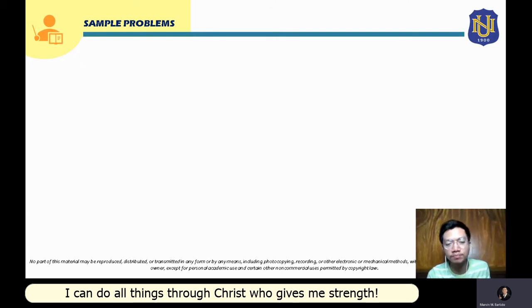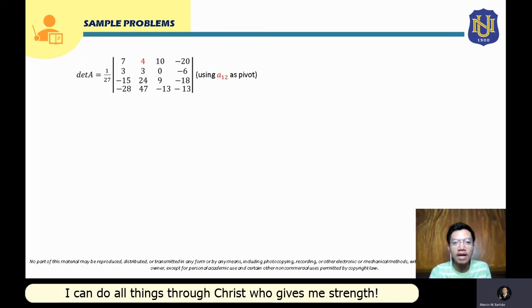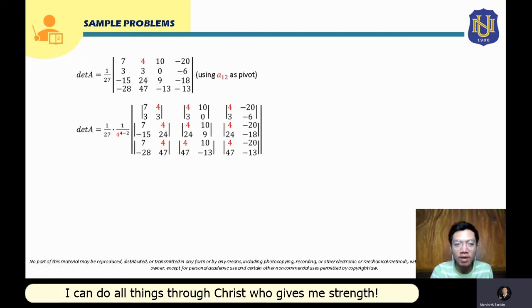Okay, so this will now be the continuation. From the given 5 by 5 matrix, it was already reduced into a 4 by 4 matrix. And from that 4 by 4 matrix, we have to reduce that again to a 3 by 3 matrix. So again, we will use 4 as our pivot, and we will apply again our formula for Chio's method. This 1 over 27 here will just be included here. So don't forget to include that, because if you forget to include that, your answer will be wrong.